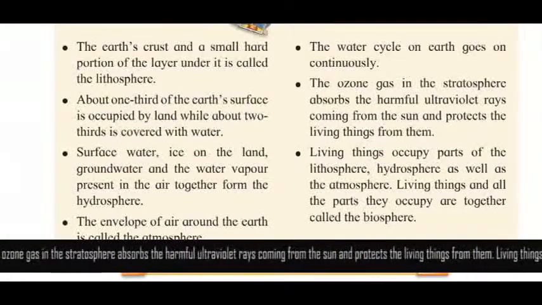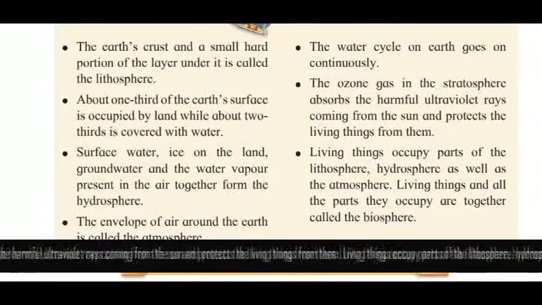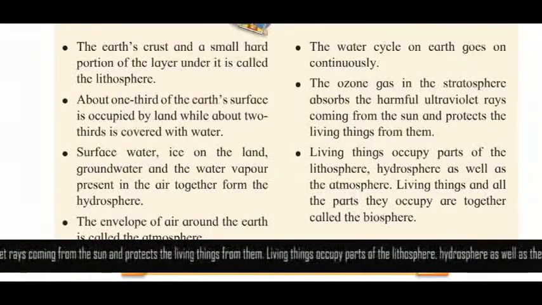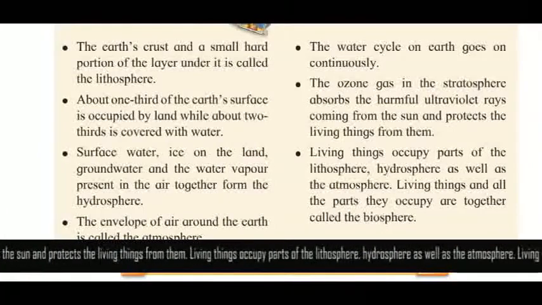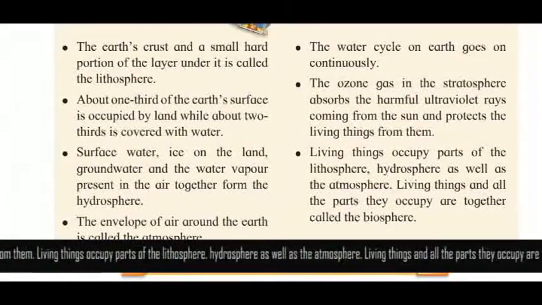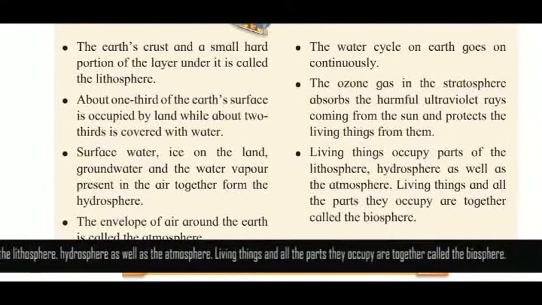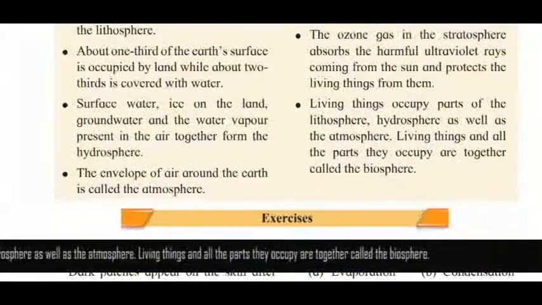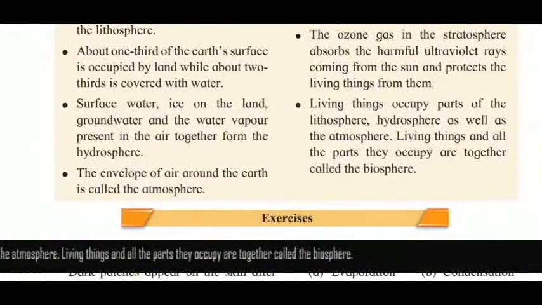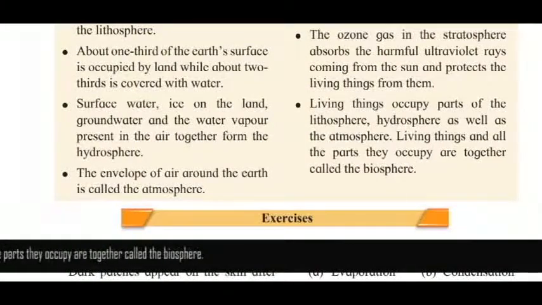The ozone gas in the stratosphere absorbs the harmful ultraviolet rays coming from the sun and protects the living things from them. Living things occupy parts of the lithosphere, hydrosphere as well as the atmosphere. Living things and all the parts they occupy are together called the biosphere.